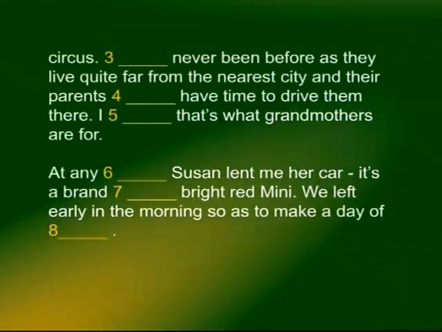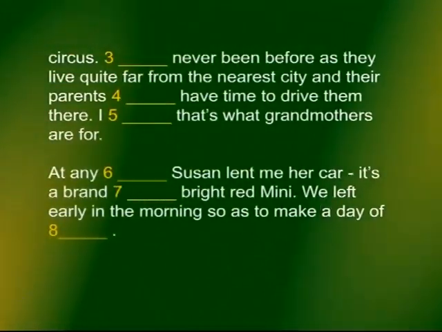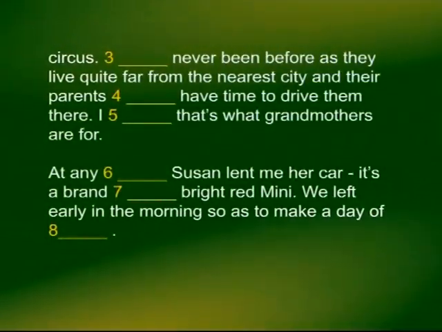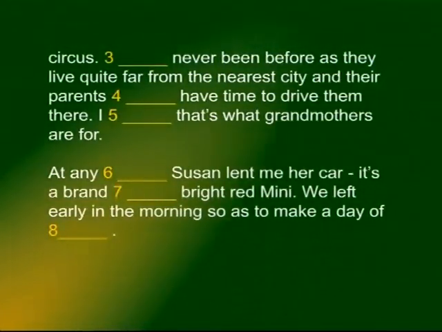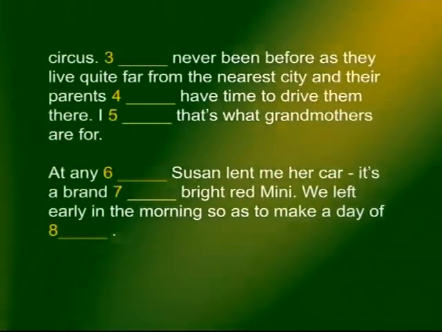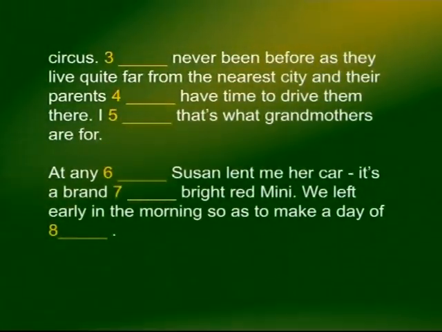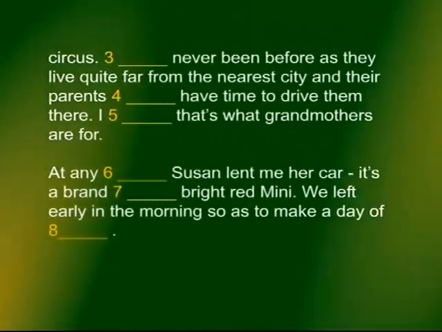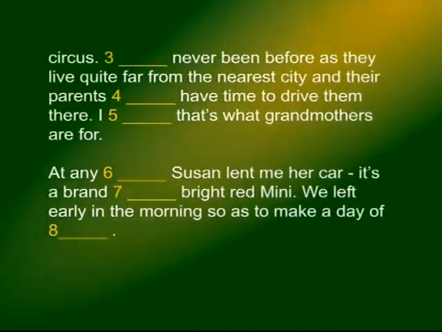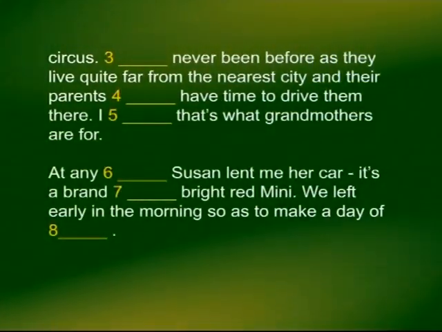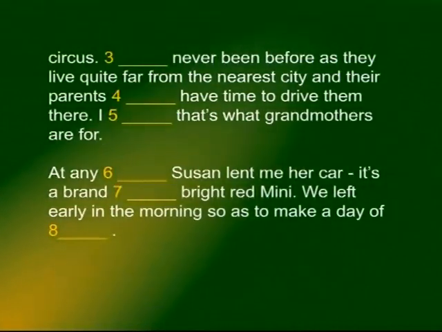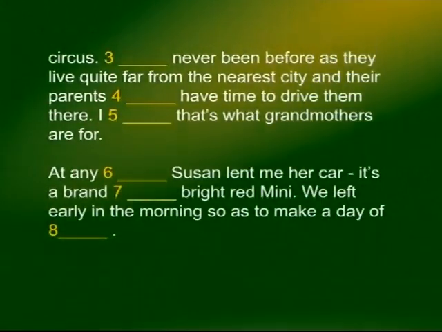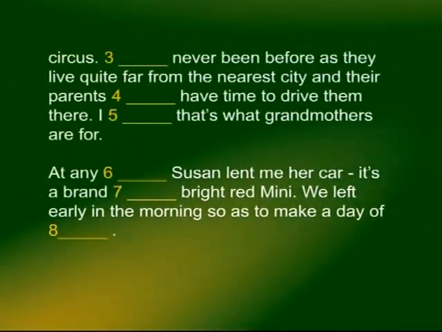the lady is referring to the children in the previous sentence, Mark and Michelle. So it will have to be they. She's referring to 2 children, Mark and Michelle. So you will have to use the word they. They've never been before. They had never been before. But this is used as one word, as a contraction. They'd never been before, as they live quite far from the nearest city, and their parents have time to drive them there. Well, it's in the negative. So their parents never have time to drive them there.